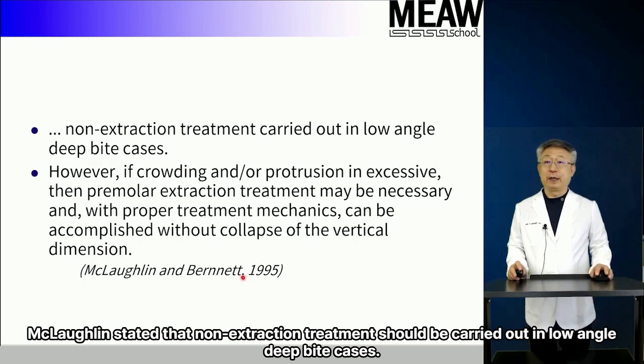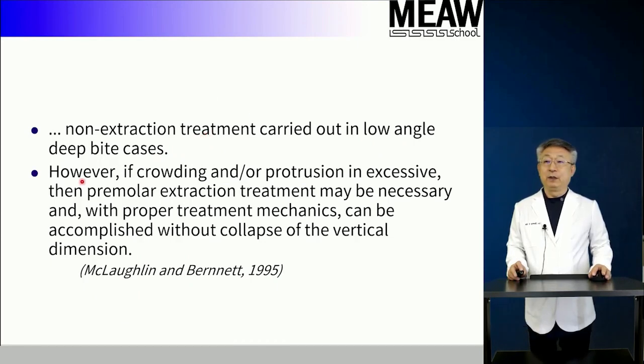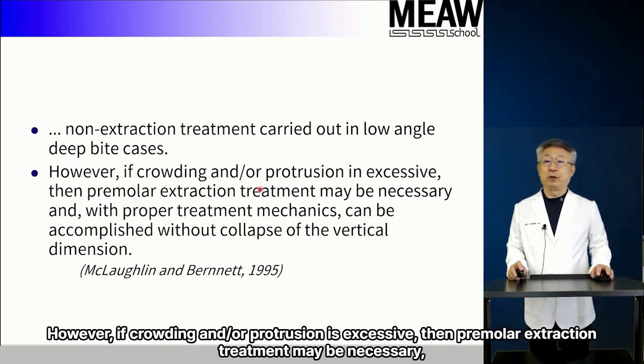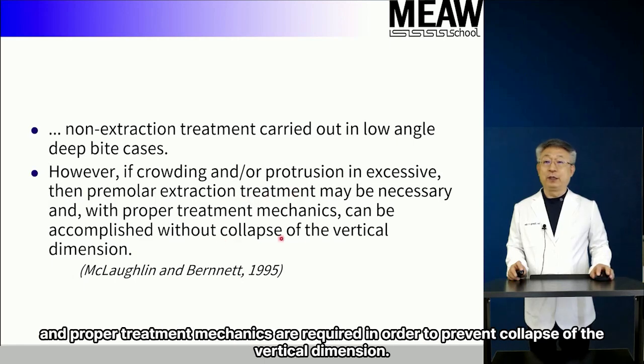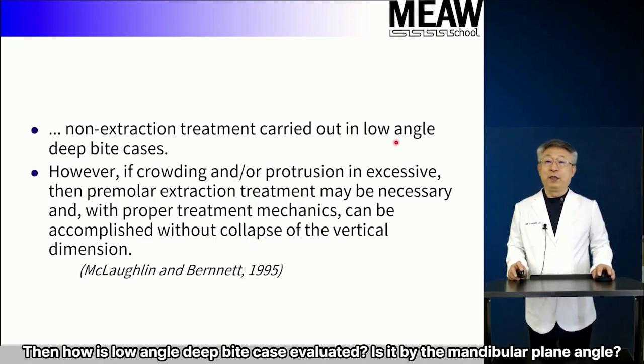McLaughlin stated that non-extraction treatment should be carried out in low-angle deep bite cases. However, if crowding and/or protrusion is excessive, then premolar extraction treatment may be necessary, and proper treatment mechanics are required in order to prevent collapse of the vertical dimension. Then how is a low-angle deep bite case evaluated? Is it by the mandibular plane angle?